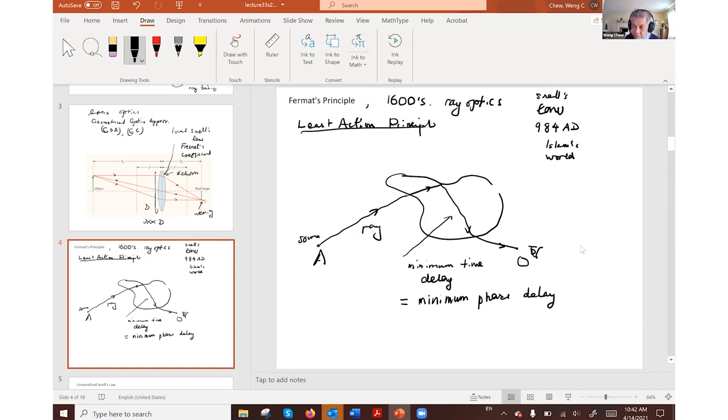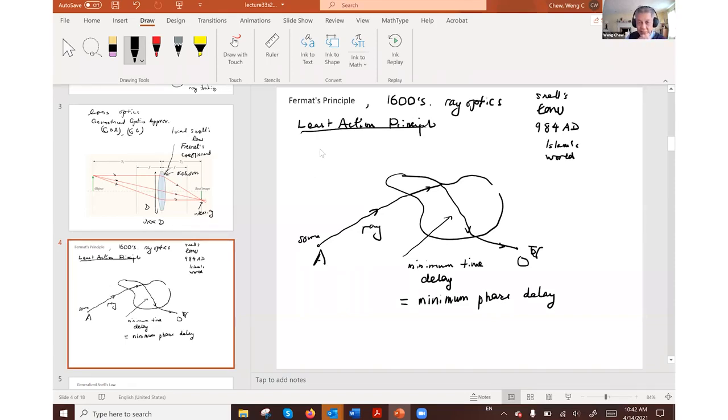Anyhow, a time delay in the time domain is the same as a phase delay in the frequency domain. So when you have a pulse that can travel with minimum time delay from point A to point O, you can also show that it corresponds to a pulse that travels with a minimum phase delay. And that is the principle of least action, okay?